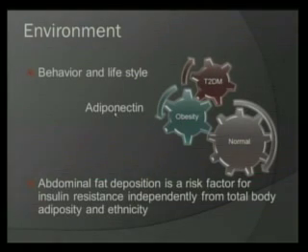Lower adiponectin, which is a protective cytokine, is correlated with insulin resistance, beta cell function, and increased abdominal adiposity. A recent study showed that youth without diabetes that have obesity will have 50% lower adiponectin than normal children. And children with type 2 diabetes will have, furthermore, 50% lower adiponectin than obese children without diabetes. Abdominal fat deposition is considered a risk factor for insulin resistance independently from total body adiposity and ethnicity.